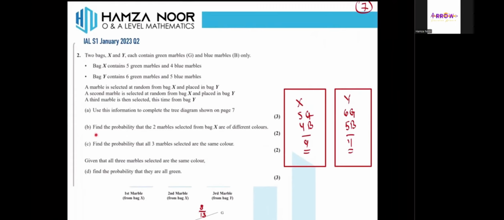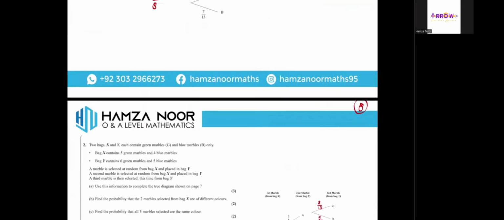Now in part B, it says find the probability that the two marbles selected from bag X are of different colors. So now this question is quite simple for you because the tree diagram is already completed. So now let's move on to the solution of part B on the next page. So I've got the screenshot over here for the tree diagram which we already completed on the previous page. So the requirement is to find the probability that two marbles selected from bag X are of different colors.